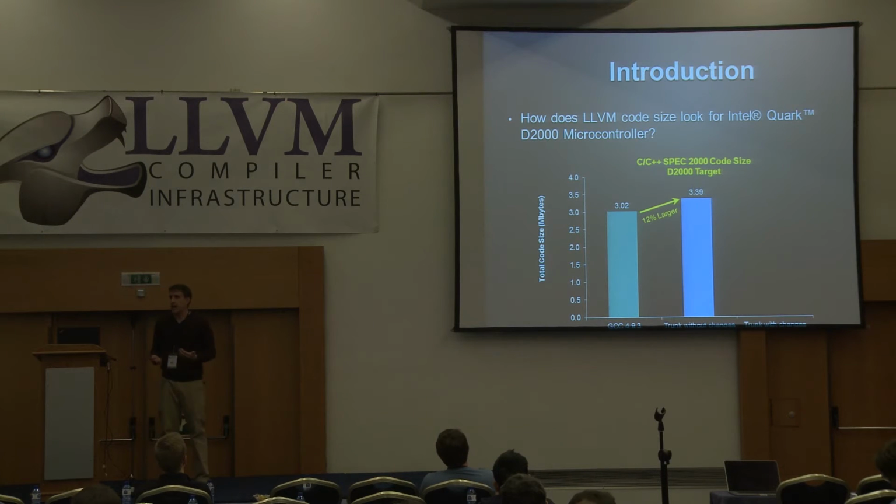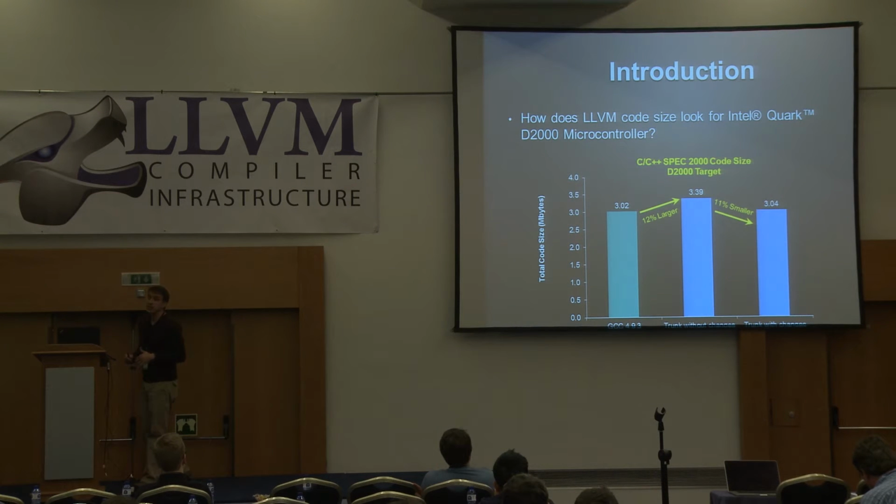Now, what we'll be talking about for the remainder of this presentation is how we took that 12% gap and reduced it by 11% to near parity with GCC. We'll talk about the methodology that we used. We'll talk about the individual optimizations that contributed to this improvement. We will give a more complete picture of the results. And we'll give a few directions for future x86 code size work.